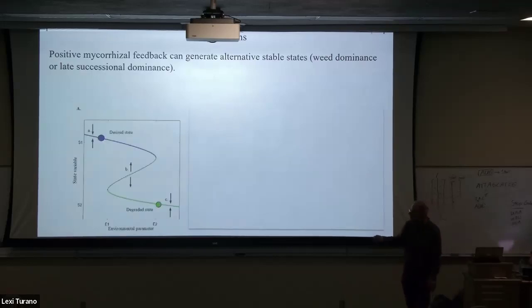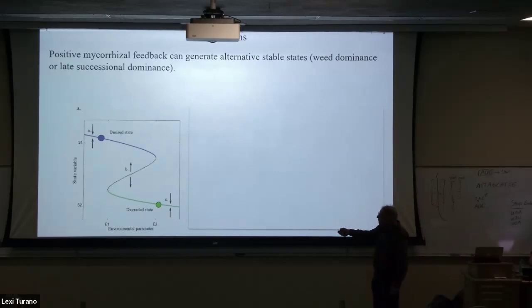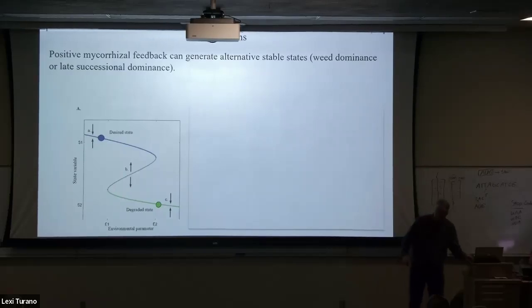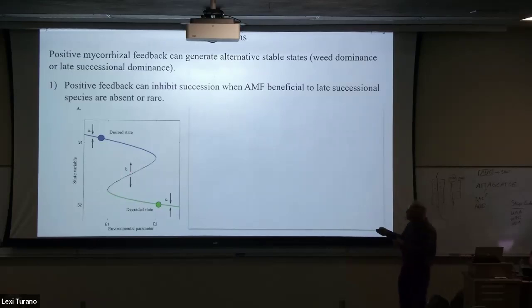This is the way it's commonly illustrated, where we have a desirable state, highly diverse late successional plants. We have a degraded state, non-native and native weeds, bad fungi. And in this region here, we have repelling forces which make this stable or this stable, depending on where we are. And it'll depend. So that is the way to operate this on this system.